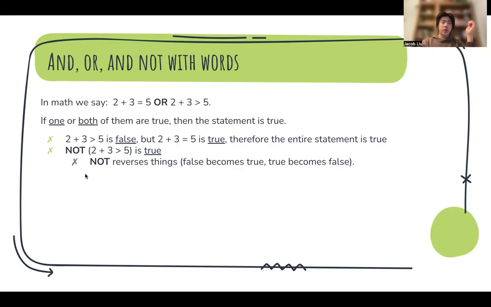And we also have our operator not. Not reverses the value of things. So false becomes true, true becomes false. 0 becomes 1, 1 becomes 0. So not 2 plus 3 is greater than 5 is true because 2 plus 3 is greater than 5 is false. But if you do not on it, you reverse it, then it becomes true.